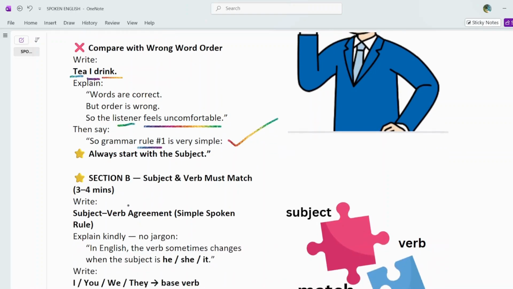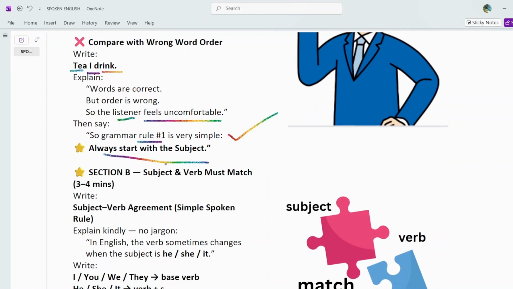Now, always start with the subject. When I say always start with the subject, it is something that you really need to keep in mind, like your name. Your name also is a subject. You are a subject, so just keep it in mind. Always start with the subject. Now let's move on to section B.